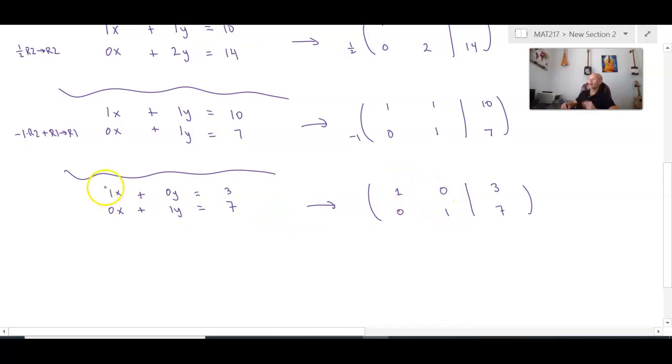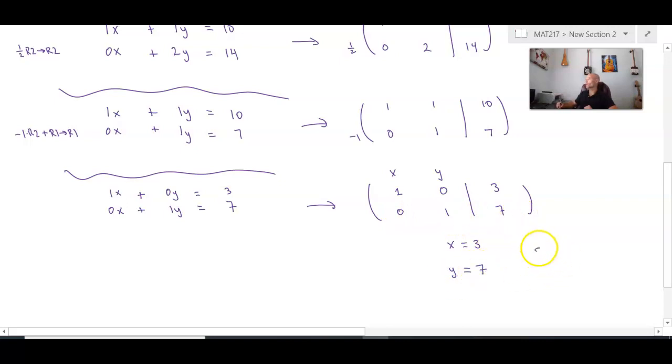So at this point, keep in mind that our x's are still in the first column, our y's are still in the second column. These are just the coefficients. You can see here that this says 1x equals 3, or x equals 3. You can also read that from the matrix form, 1x plus 0y equals 3. So this implies that x equals 3. And the second row says 0x plus 1y, or 1y equals 7.